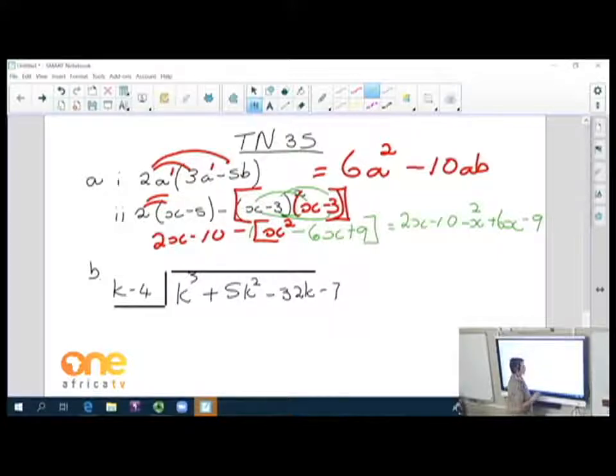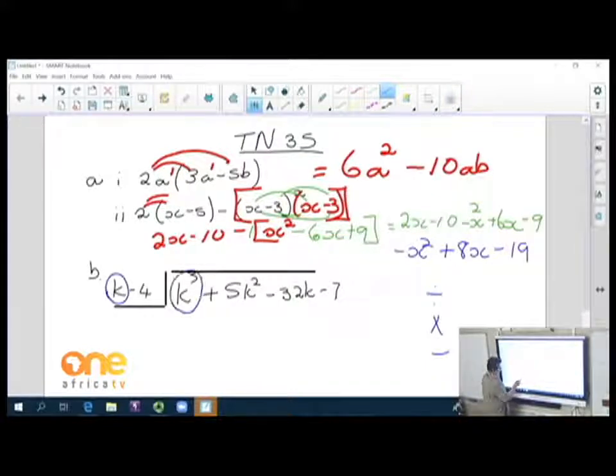And then in a final step, we can add the like terms. So it is then negative x squared plus 8x minus 19. And that is my final solution. The B part is now long division, and you must be able to do long division. So what did we say here? Divide, multiply, subtract. So how many times will k divide into this one?